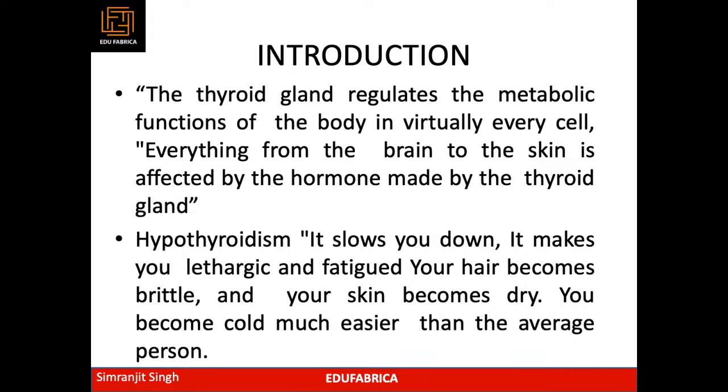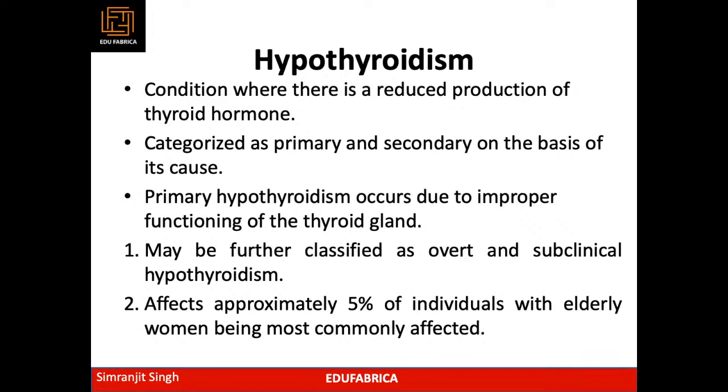So there is hyper and hypo. Hypo means less, hyper means more. And in hypothyroidism, it slows you down, it makes you lethargic and fatigued, your hair becomes brittle, your skin becomes dry, and you become cold much easier than the average person. So it is a condition where there is a reduced production of thyroid hormone, characterized as primary and secondary on the basis of its cause.